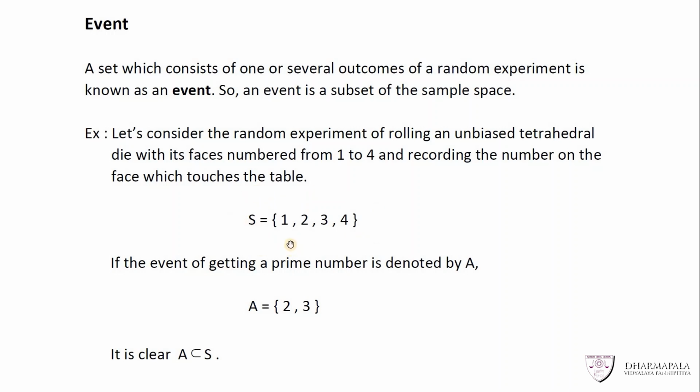So it is very clear this is the sample space. We can get the numbers from 1 to 4. So these are the set of all possible outcomes. So this is the sample space. If we take the event of getting a prime number as capital A, these are the outcomes we can get for the event A. It is clear here that the only prime numbers are 2 and 3. So capital A is clearly a subset of capital S. That means the event A is a subset of the sample space.